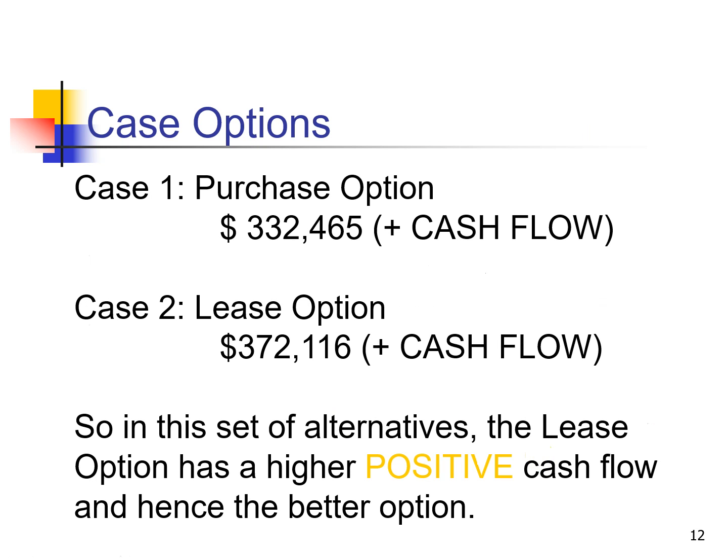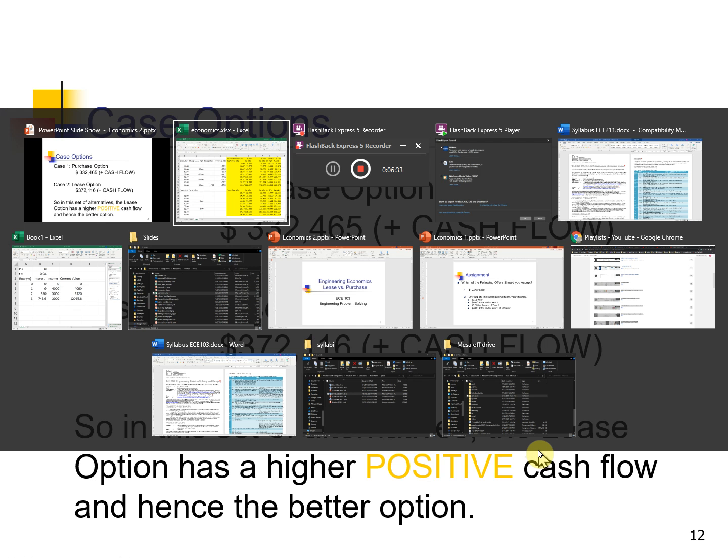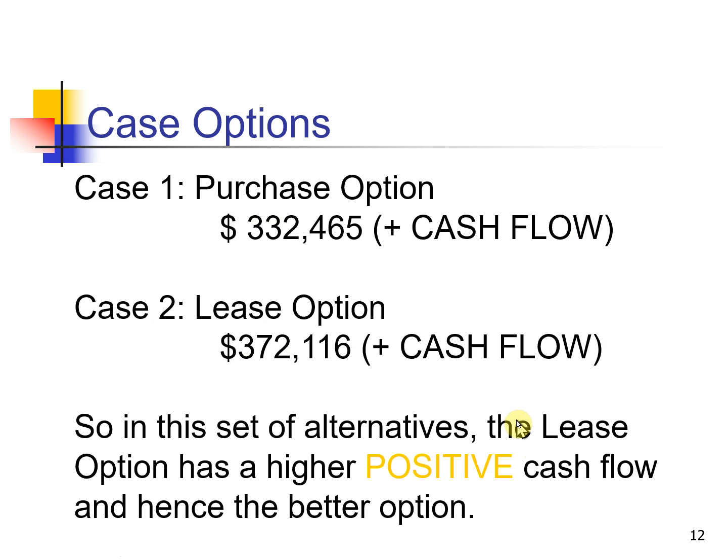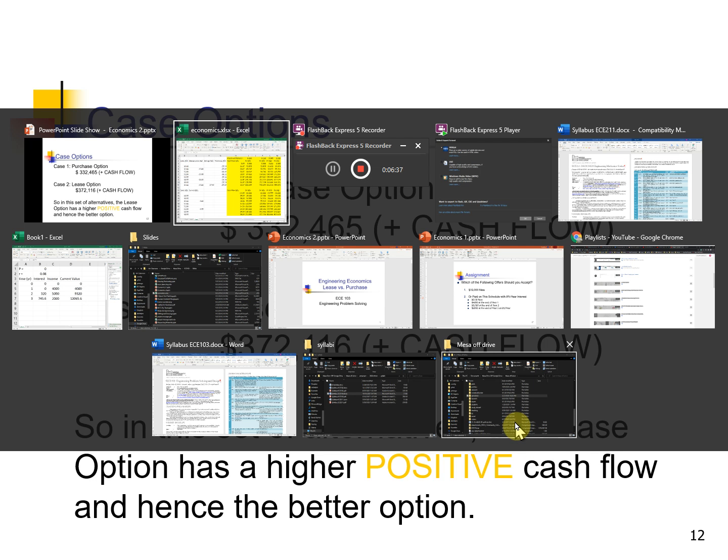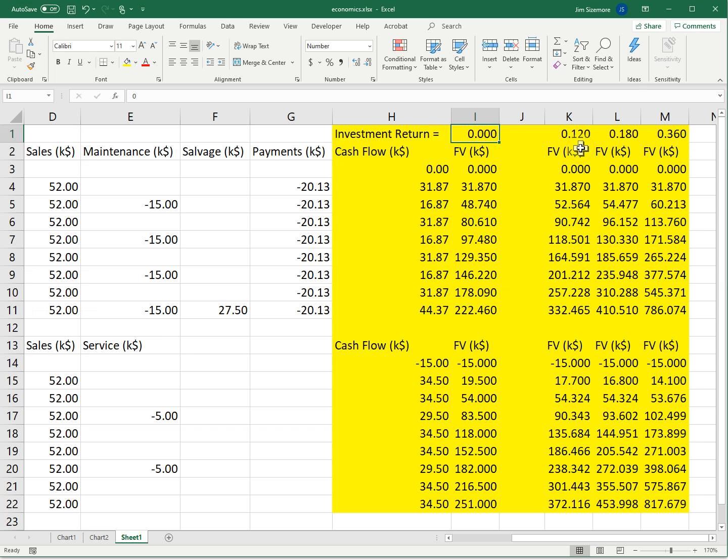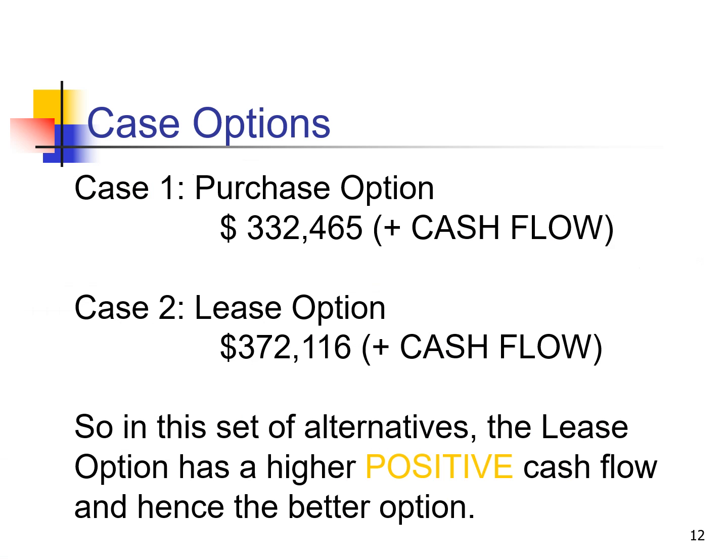Okay, here's another case. Let's see, and that's 12% interest. What did we say on our spreadsheet for 12% interest? There it is. Okay, 12% interest. And that's reported on the PowerPoint slide. 332 versus 372. You're better off leasing.